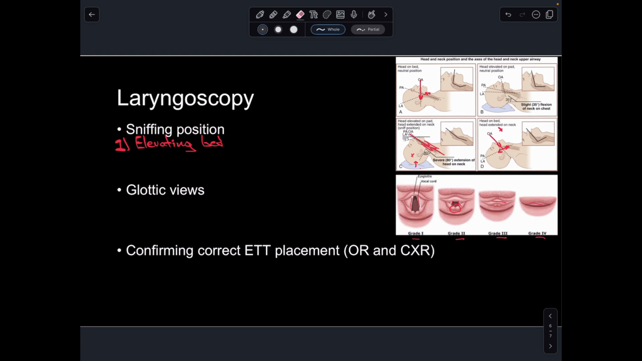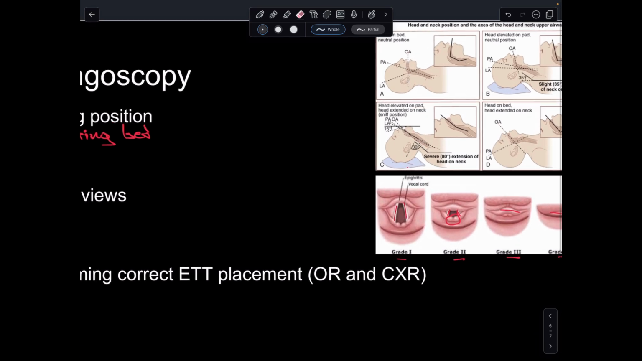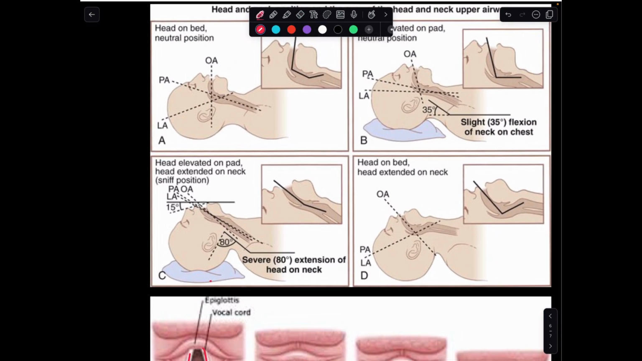The second thing is placing the patient into the sniffing position. So the sniffing position relies on two different factors. One is head extension, and the other is head elevation. And the point of it is you're trying to align the oral axis, the pharyngeal axis, and the laryngeal axis.